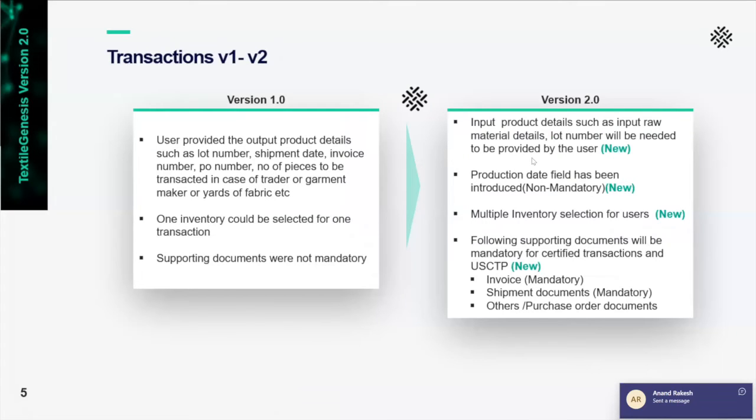Now, what has changed from version 1 to version 2? A very basic thing. In version 1, you were providing the output details. But now in version 2, we are also asking for the input product details, such as the input raw material details and lot number, which was in version 1 just a selection of inventory. Now you will also need to provide the input product details while you are conducting the transfer.